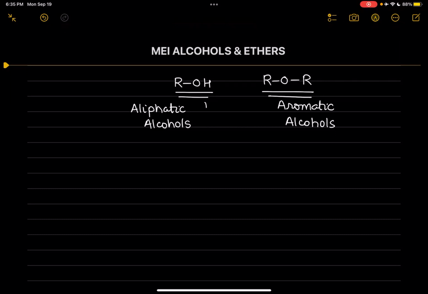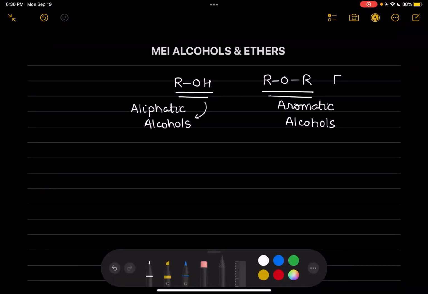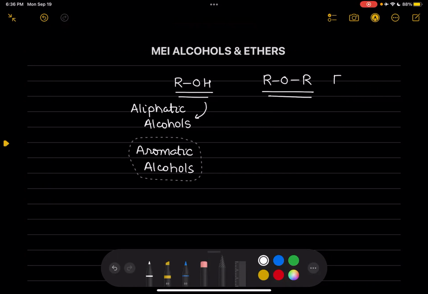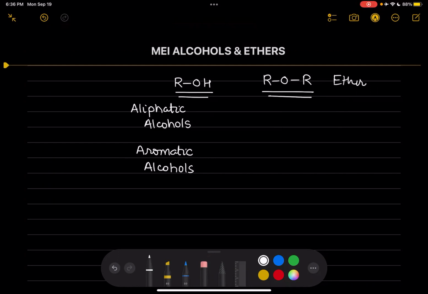And alcohols can be classified further into aliphatic alcohols and aromatic alcohols, right? And this is going to be an ether. So what are aliphatic and what are aromatic alcohols? What's the difference between aliphatic and aromatic?